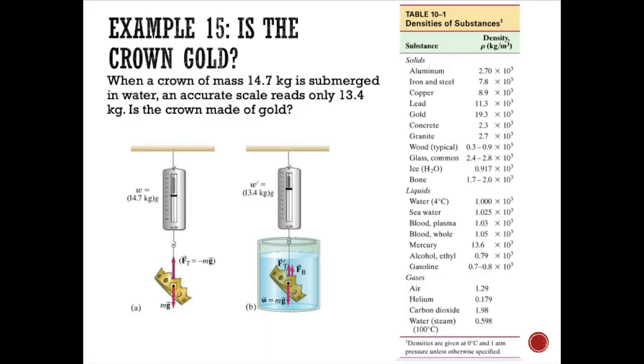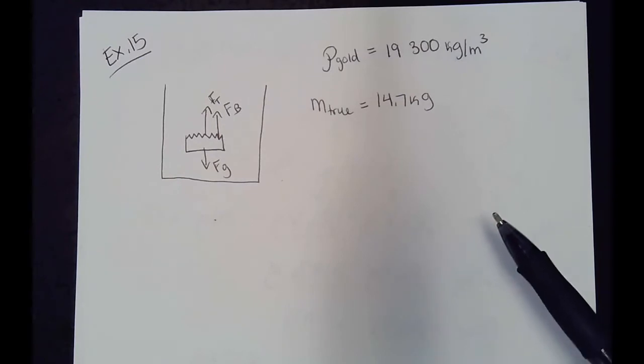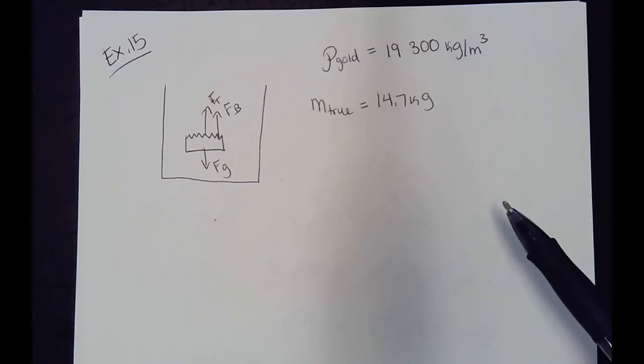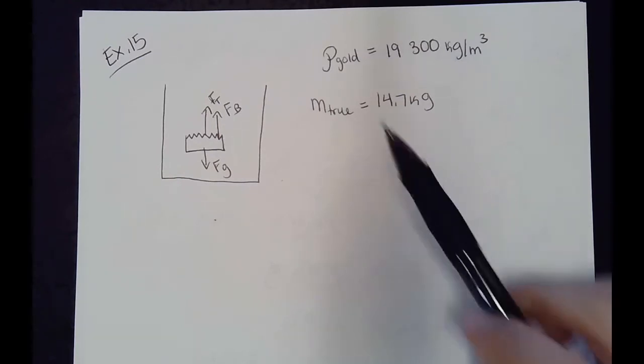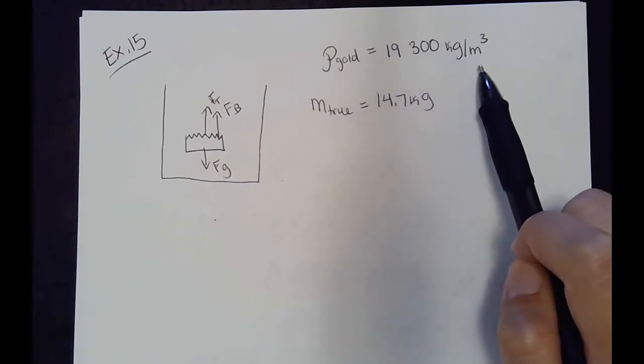Example 15: when a crown of mass 14.7 kilograms is submerged in water, an accurate scale reads only 13.4 kilograms. Is the crown made of gold? The idea here is to use the buoyant force to figure out the density of the crown, and then we can compare it to the known density of gold to see if it really is gold. The density of gold is 19,300 kilograms per meter cubed.